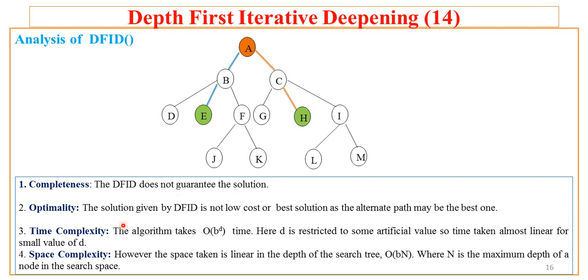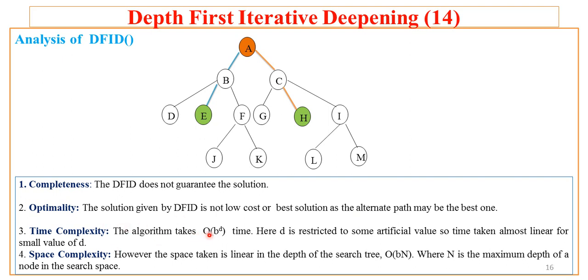So that's why it doesn't guarantee any solution. It is not complete, nor optimal. If there are multiple paths from source to destination node, and if it picks some long route path, DFID will not give the best solution or low cost solution. It may ignore the alternate path, which is the best one. So it is not optimal as well.